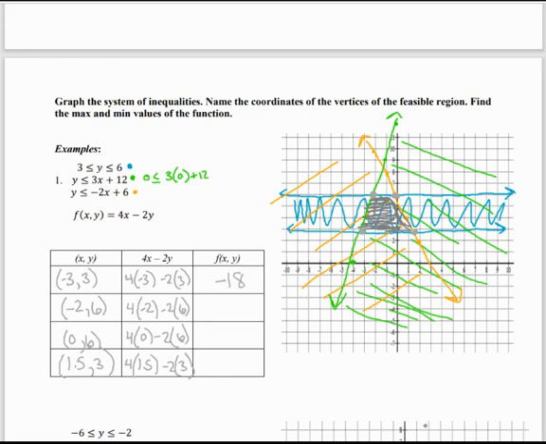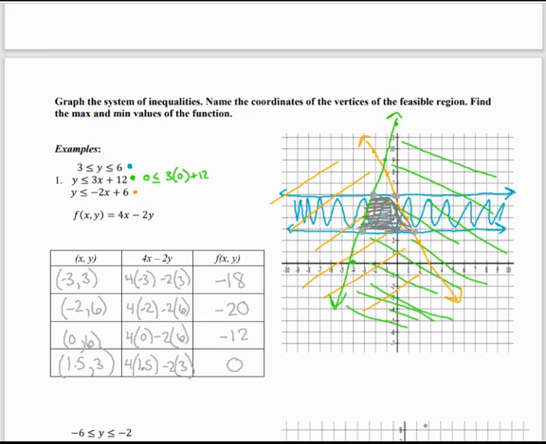The next one, we get -8 minus 12, which is -20. The third one, 0 minus 12 is -12. And the last one is 6 minus 6, which is 0. So now what we want to do is we want to determine what is the maximum and what is the minimum. So we look at these values here.